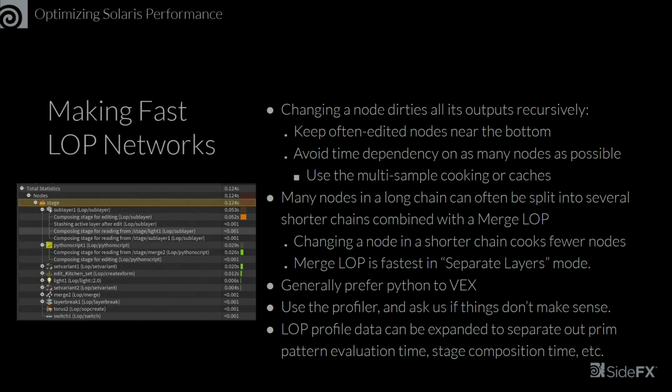And I just want to point out that the LOP cooks in the profiler, you can twirl them open, and you get your time broken down into a few useful sub pieces. So primitive pattern evaluation gets split out. You would be surprised how often that is a big problem. Or maybe you wouldn't be surprised. But anyway, it can be a big problem. The composing of the USD stage is split out. The time that it takes to stash that active layer off to the side, that's split out. And so you can use that to narrow down exactly why your LOP networks are slow and maybe do something about it.